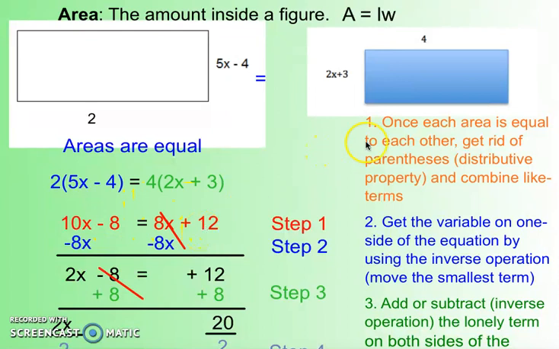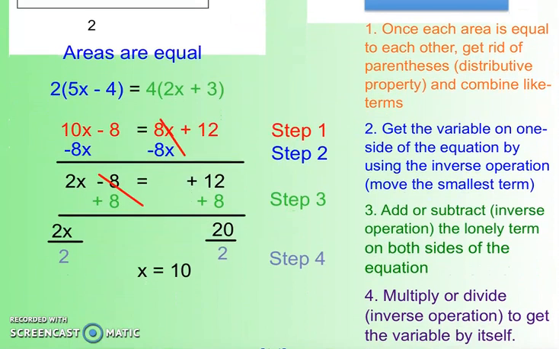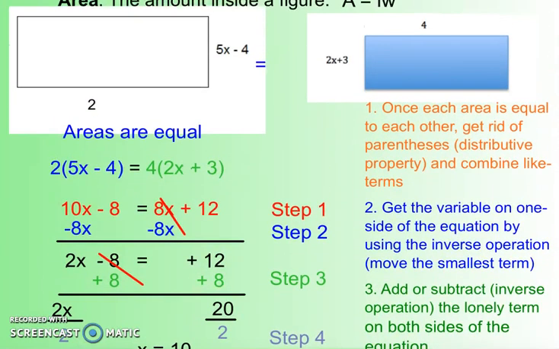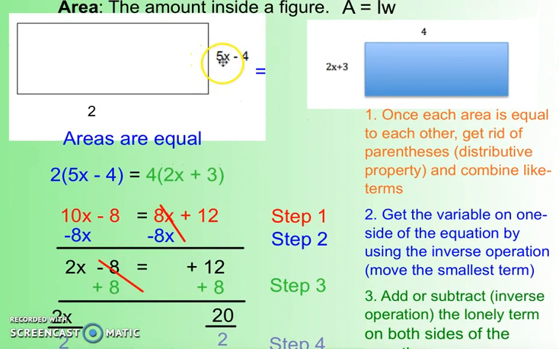Now notice the steps remain the same as all the previous problems that we have done. Trying to get the variable to one side, getting rid of adding and subtracting, and then lastly, multiplying or dividing. Remember, we're always doing the inverse, and we find out that x is 10. And we can even try this out. We can put 10 in here.